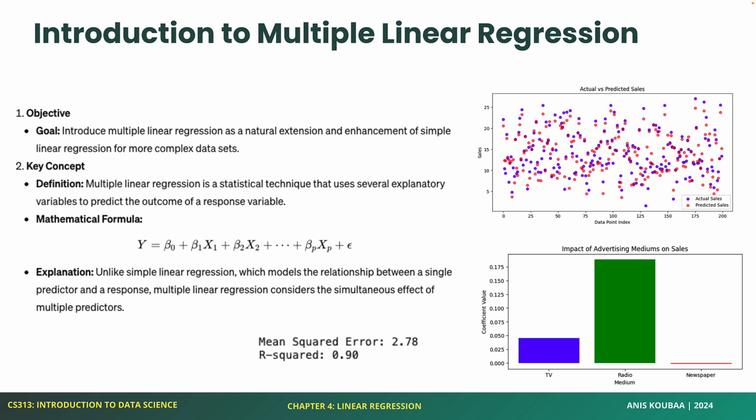And here we can calculate the mean square error, which is 2.78, and the R squared is 0.9. What does it mean, 0.9? So this infers that you have a strong impact of advertising over the sales. So this advertising has a strong effect on the increase of the sales.